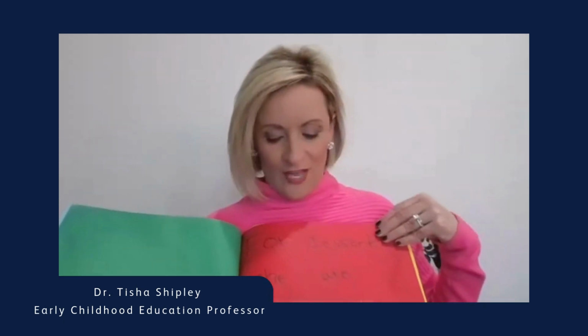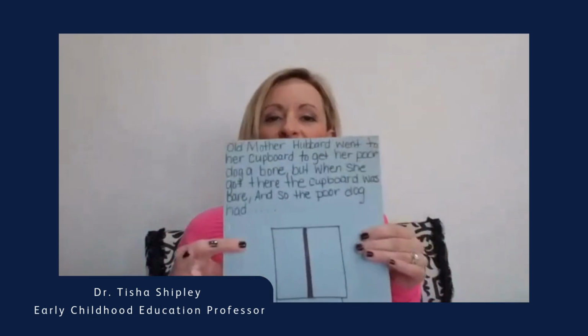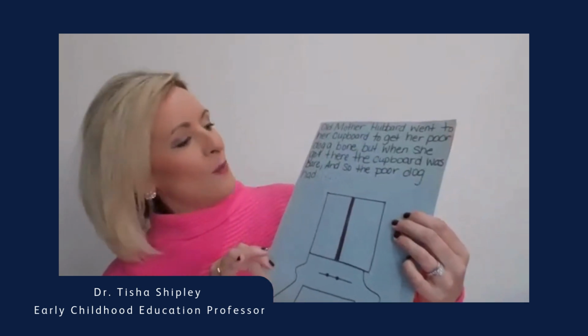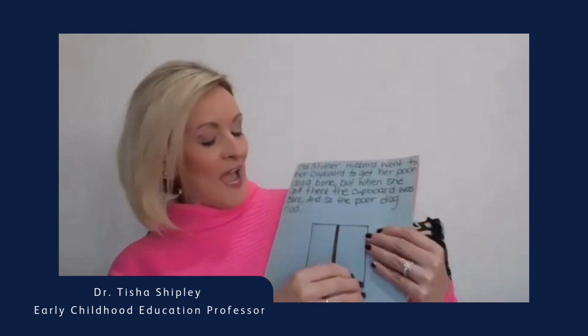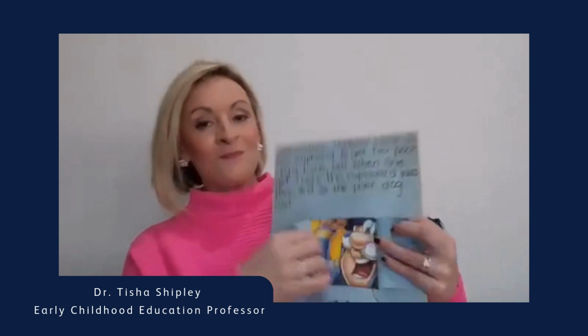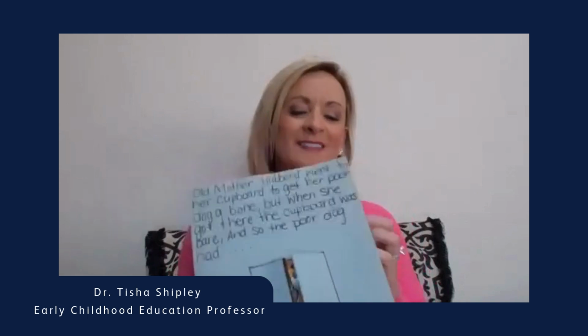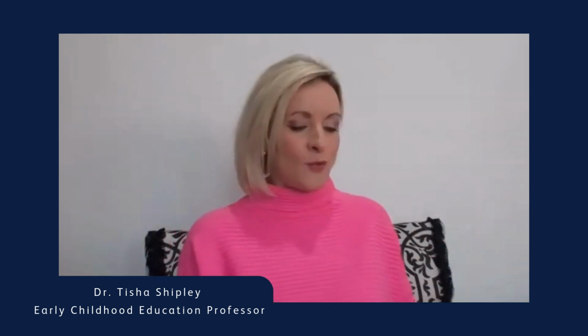So, this is just one type of book that you can make for your classroom. This is a candy, and then Swiss Miss for hot chocolate. Another one that I had made was a book that looked like this. And it says, Old Mother Hubbard went to her cupboard to get her poor dog a bone. But when she got there, the cupboard was bare and the poor dog had to eat. And do you think the students could recognize what that cereal was? Yes, it's Captain Crunch. So this is what environmental print is.